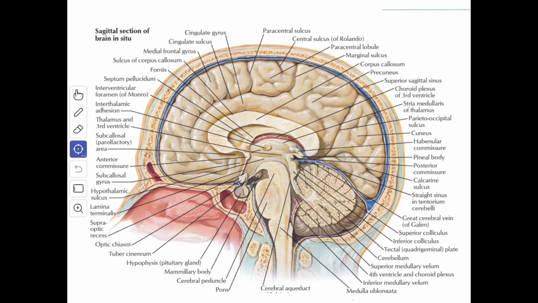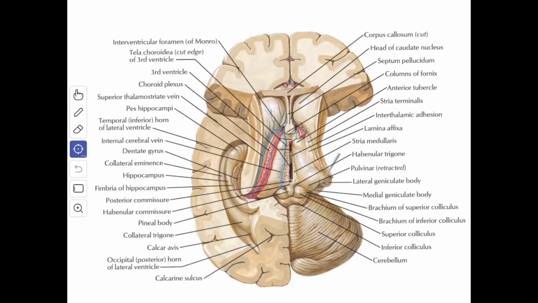This is a sagittal section. Here you can see the anterior end of the thalamus, and this is the interventricular foramen. It forms the posterior boundary of the interventricular foramen. The posterior end is expanded and is known as the pulvinar. It overhangs the medial and lateral geniculate bodies, and the superior colliculi with their brachia, the superior brachium and the inferior brachium.